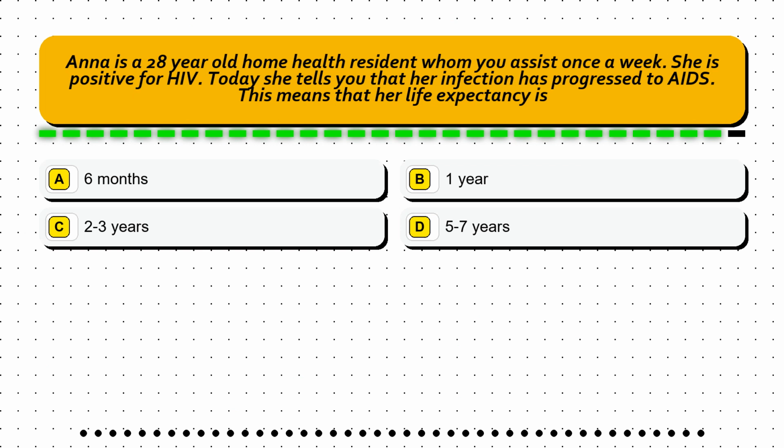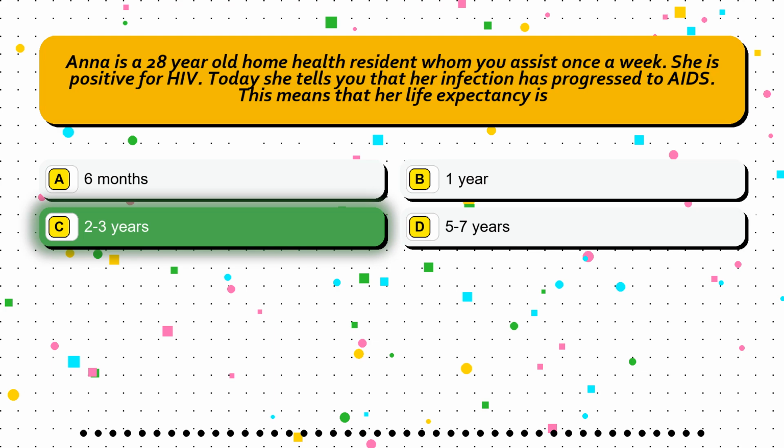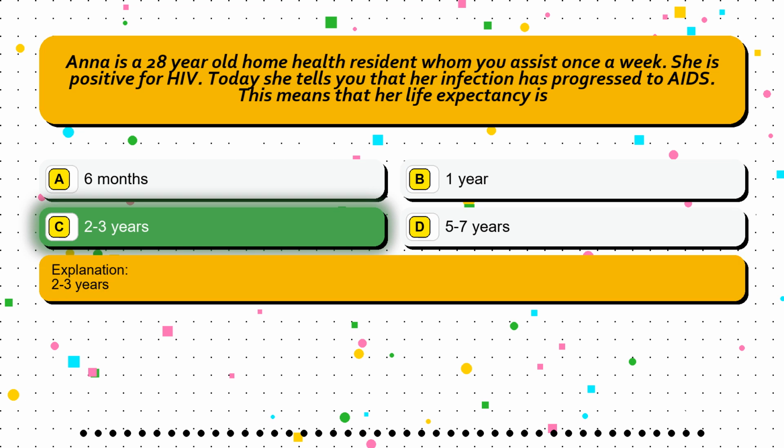Question 43. Anna is a 28-year-old home health resident whom you assist once a week. She is positive for HIV. Today she tells you that her infection has progressed to AIDS. This means that her life expectancy is: option A, 6 months. Option B, 1 year. Option C, 2 to 3 years. Option D, 5 to 7 years. The correct answer is option C, 2 to 3 years.